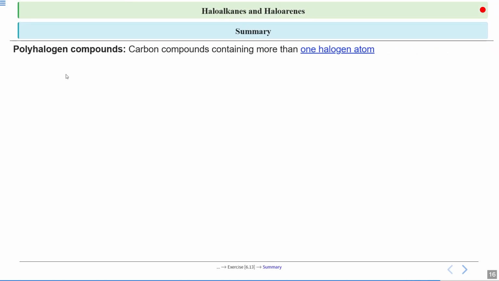Okay, let's see the summary of what we have covered today. We have first of all covered the topic of polyhalogen compounds, which are carbon compounds containing more than one halogen atom. We have also studied some examples of polyhalogen compounds. The first one was tetrachloromethane, with the structure CCl4. It is a single-carbon compound, and this carbon is attached to four chlorine atoms. So this is a polyhalogen compound.